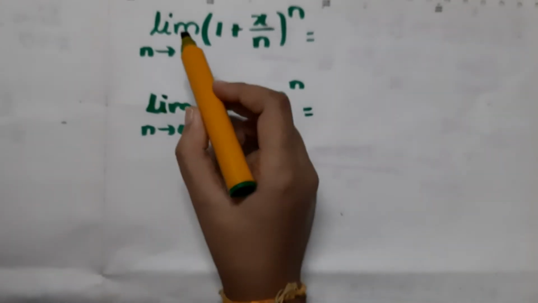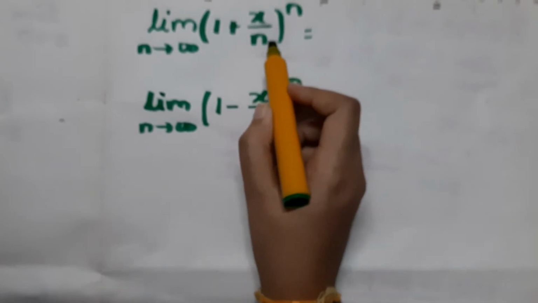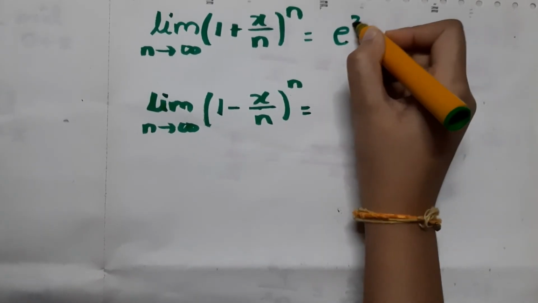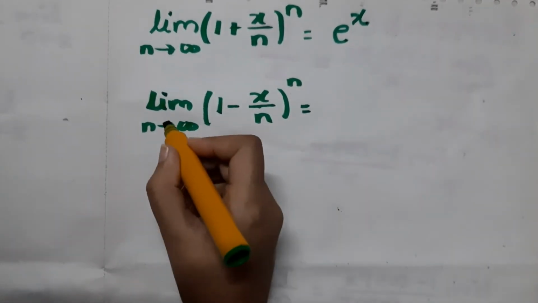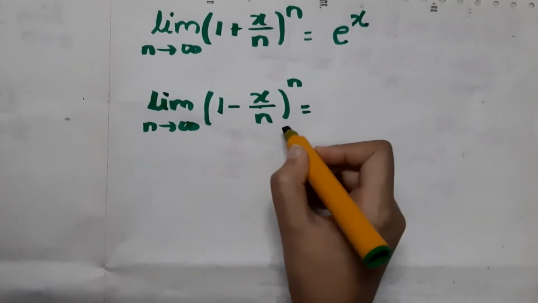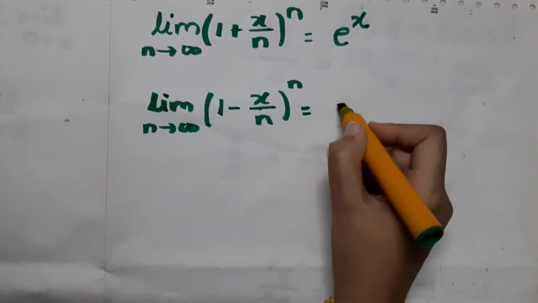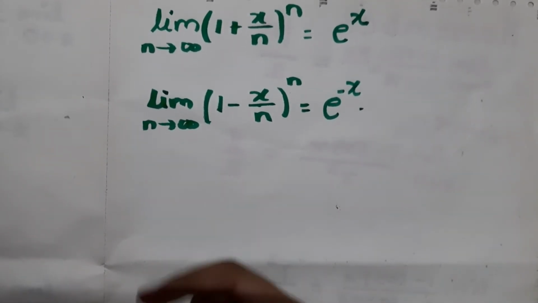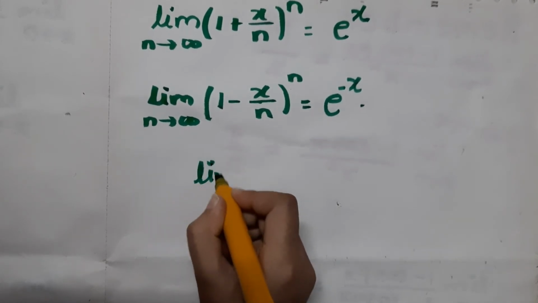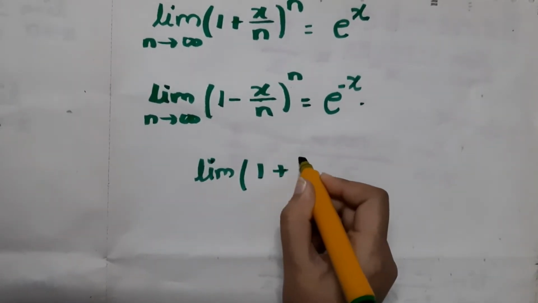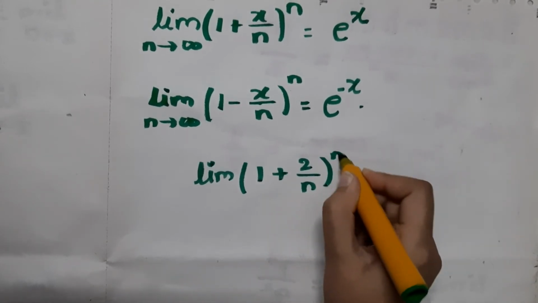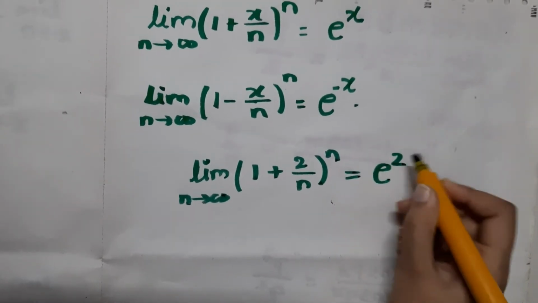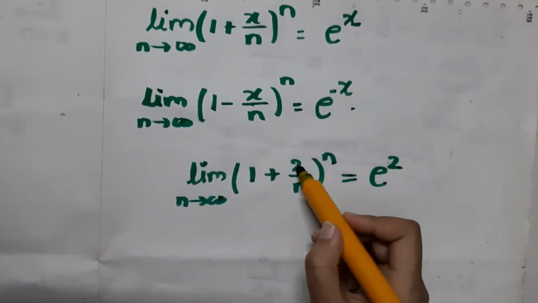Trick number 5. Limit (1 plus x upon n) whole power n as n tends to infinity can be written as e power x. Likewise, limit (1 minus x upon n) whole power n as n tends to infinity can be written as e power minus x. Let us take a very good and simple example. Limit (1 plus 2 upon n) whole power n as n tends to infinity can be written as e square. Instead of x, we have to put 2.